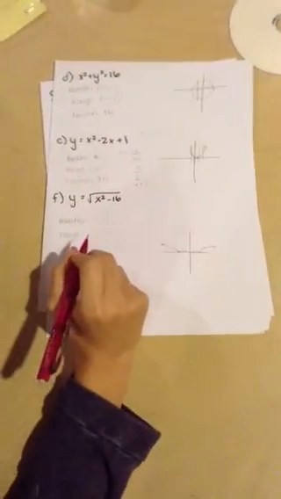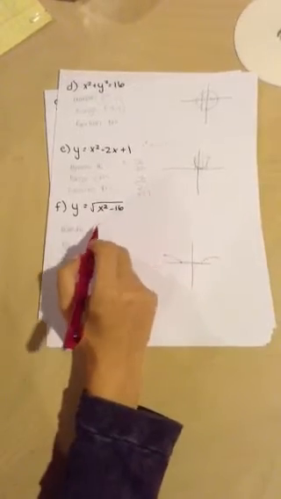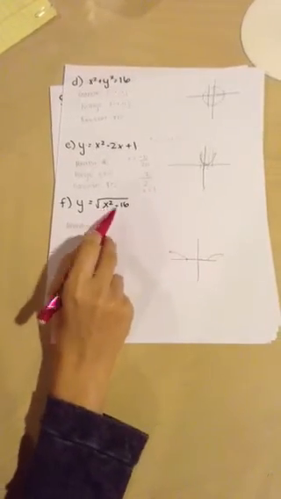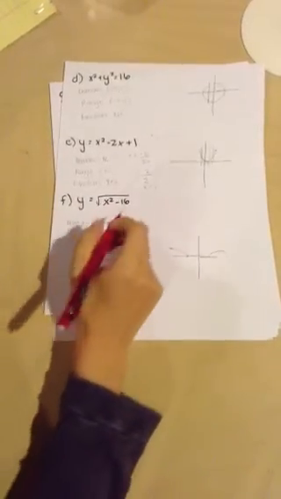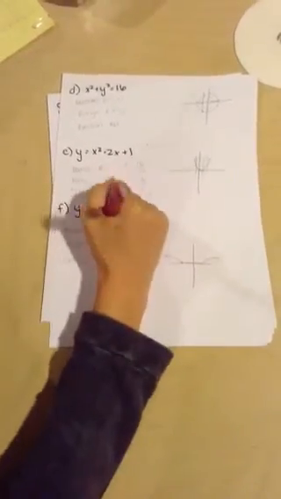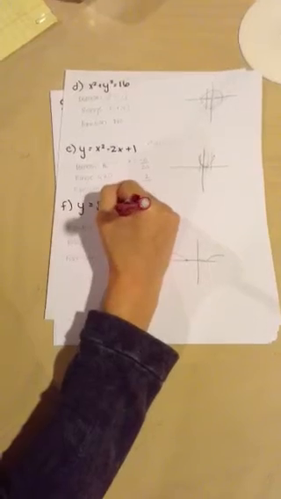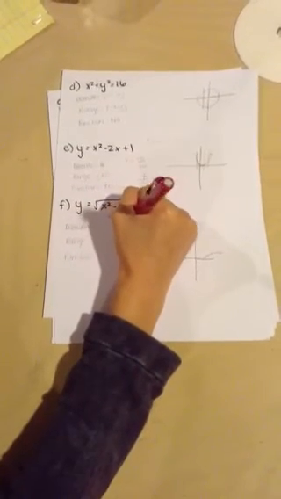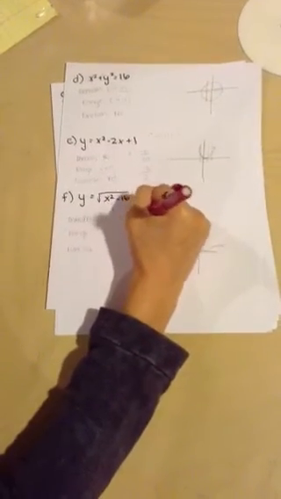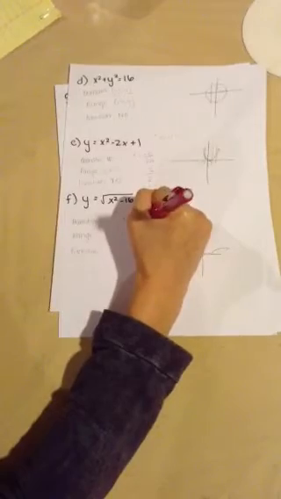For this one, you have to look at what's inside the radical. Inside the radical, you can never have a negative because you'll get an imaginary number. So you have to set this equal to 0 and figure out what you can have. So x squared minus 16 equals 0. Then x squared equals 16. Then x equals plus and minus 4.